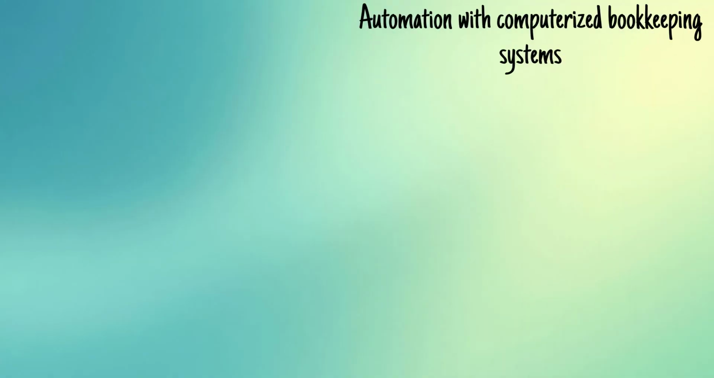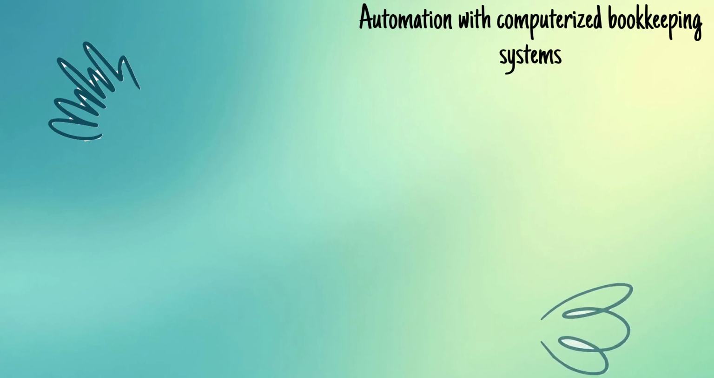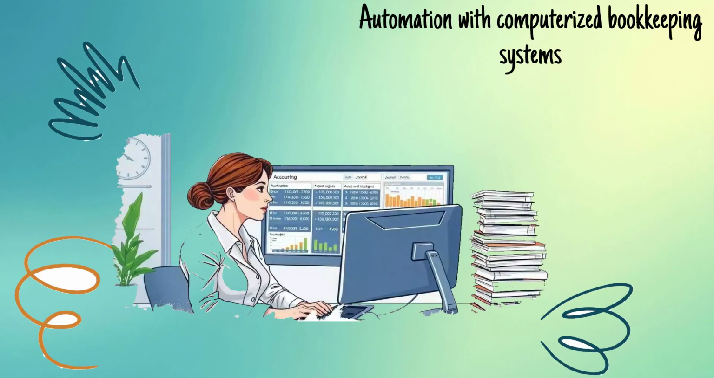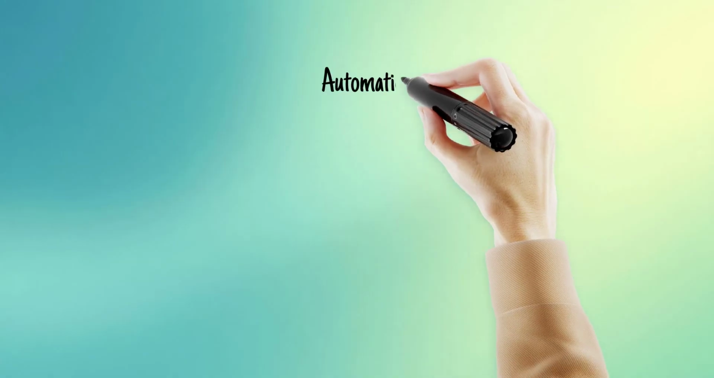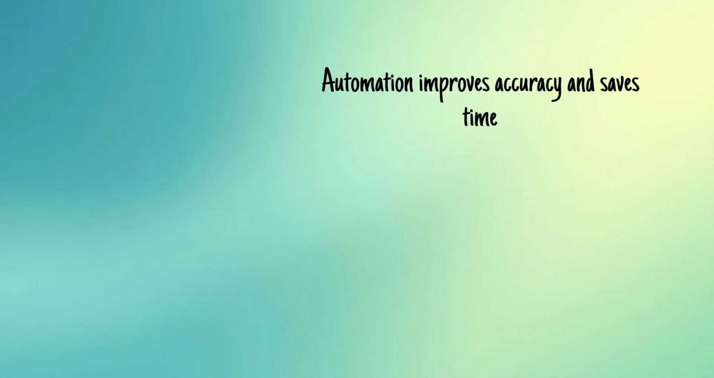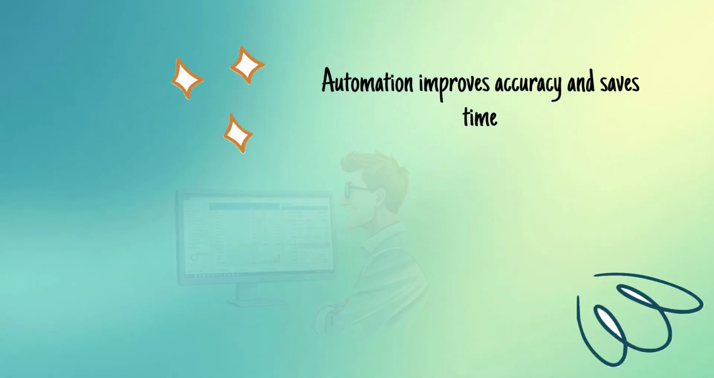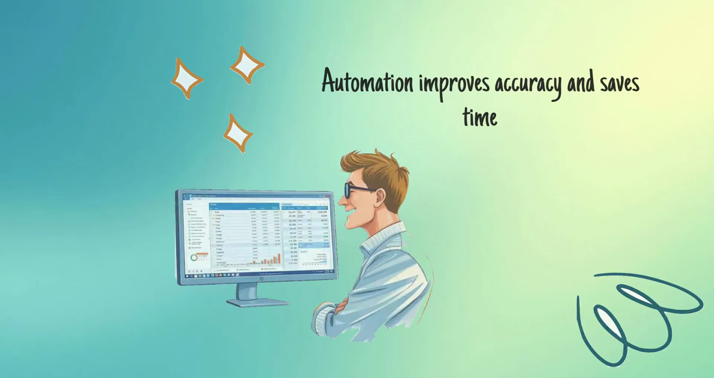A computerized bookkeeping system, however, automates much of these processes. Transactions are entered into the system, which then updates journals and ledgers automatically. Adjusting entries, trial balances, and financial statements are generated seamlessly, reducing errors and saving time.